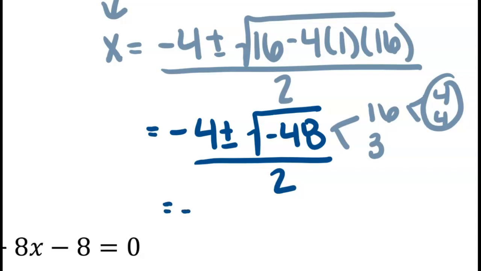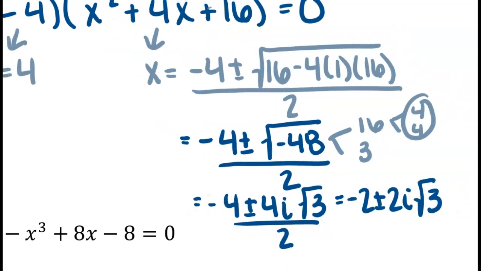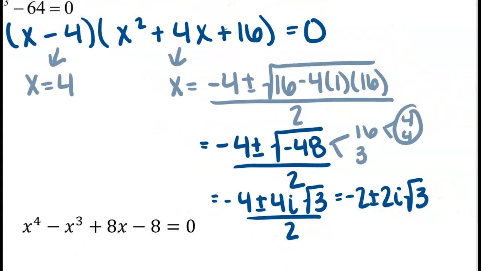That leaves us with negative 4 plus or minus 4i root 3 all over 2. But both 4 and 4 are divisible by 2, so I've got negative 2 plus or minus 2i root 3. So again, I should have found 4 solutions, and here are those 4 solutions. Here are 2 of them. And here's the other one.